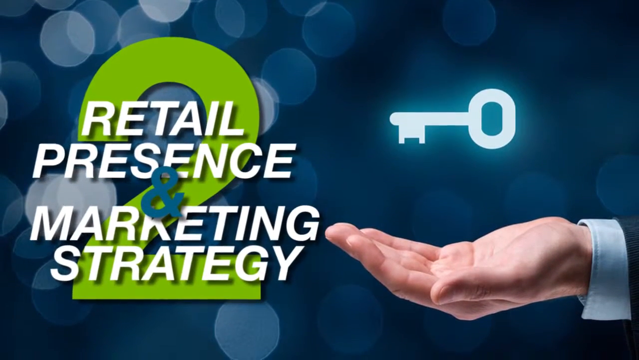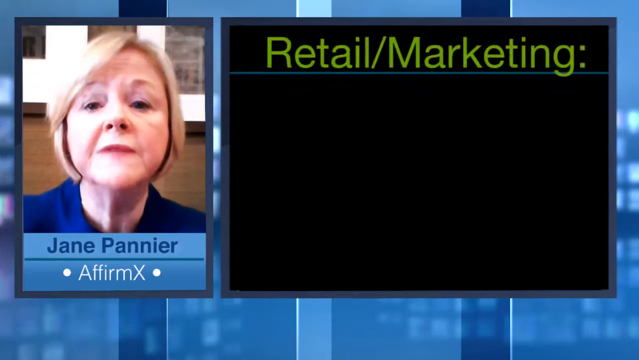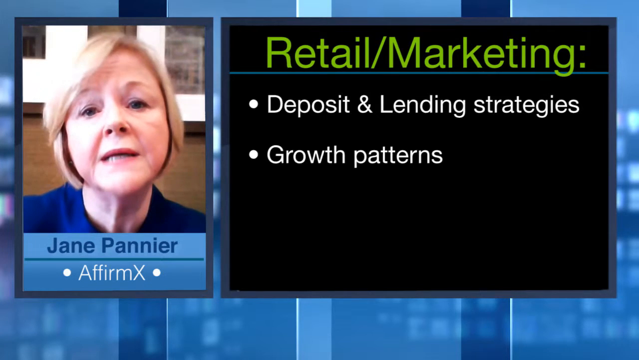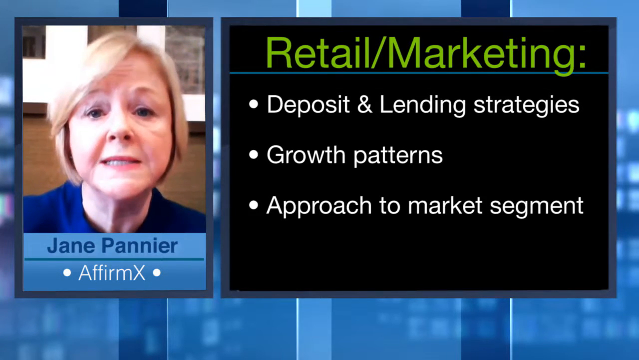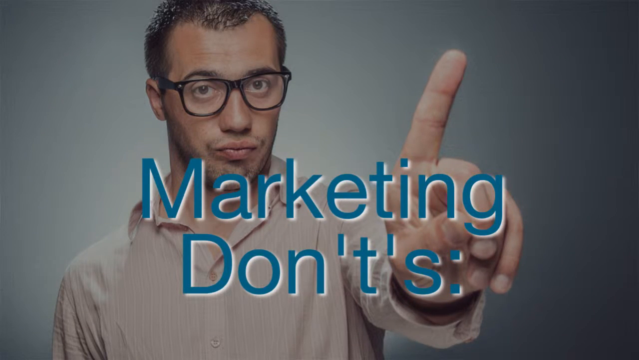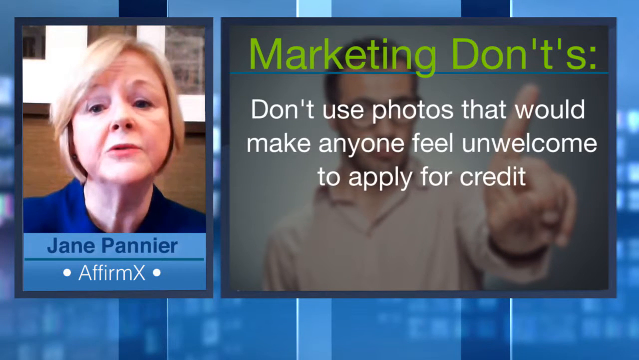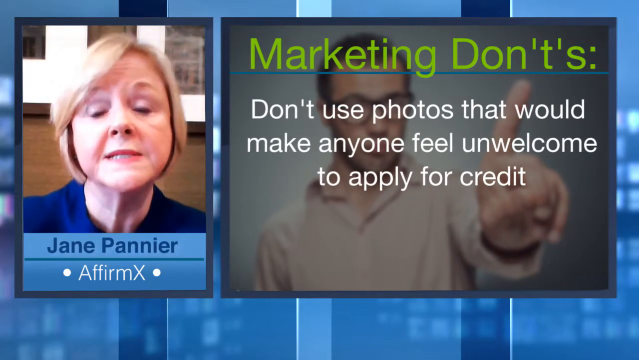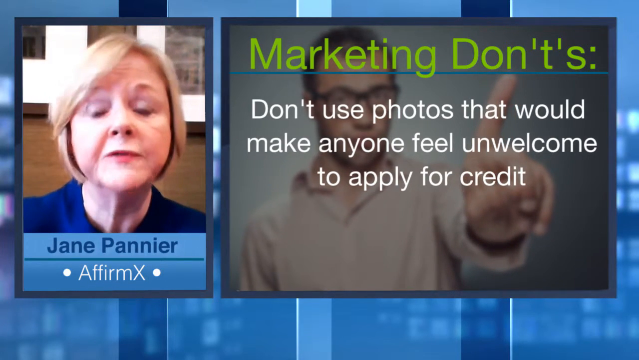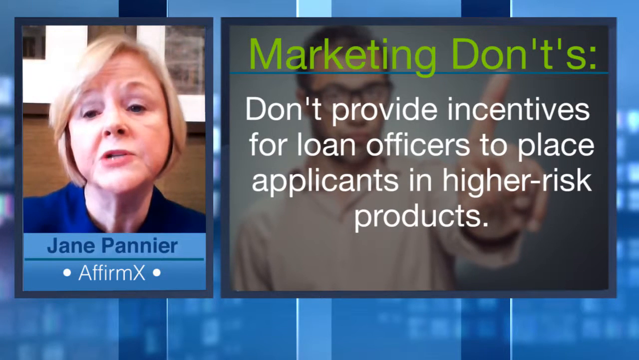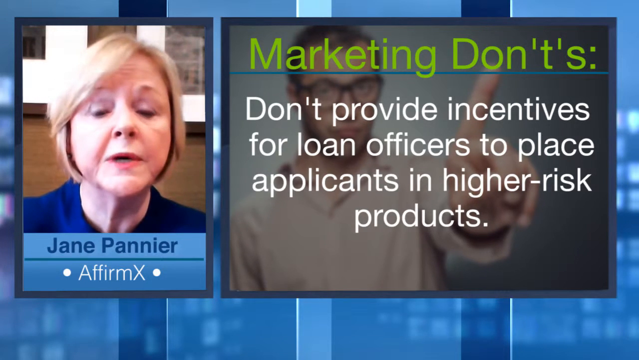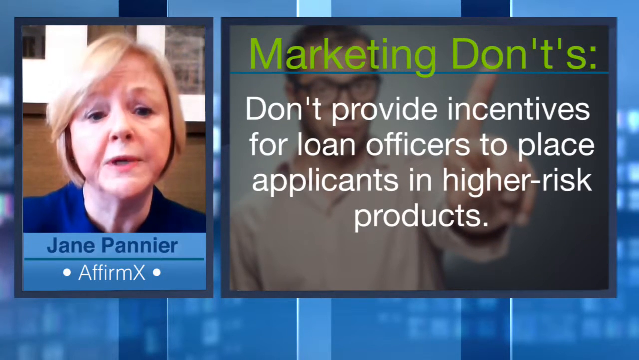Second is retail presence and marketing strategy. Relevant areas here include deposit and lending strategies, growth patterns, and how your financial institution approaches its market segment. There are several things you need to make sure your marketing materials do not do. For example, you shouldn't state or use photos conveying race or ethnicity in a manner that would make a member of a protected class feel unwelcome to apply for credit, or provide financial incentives for loan officers to steer or place applicants in non-traditional products or higher risk or higher rate products.